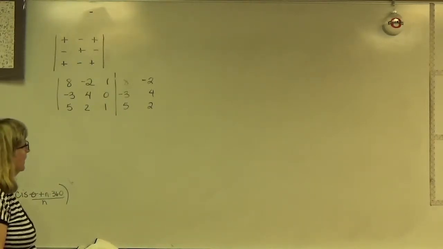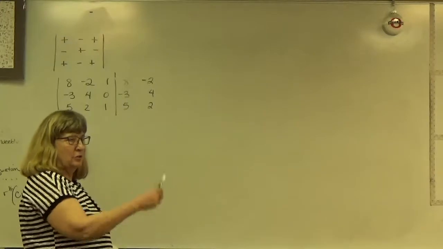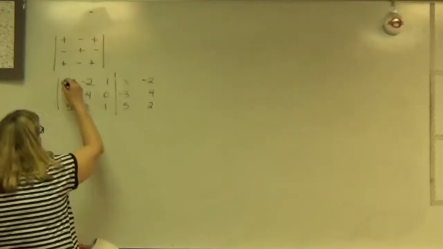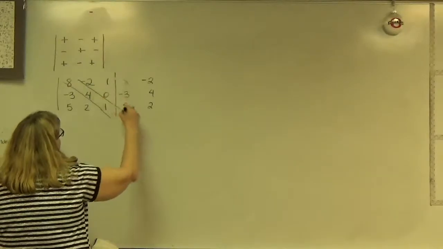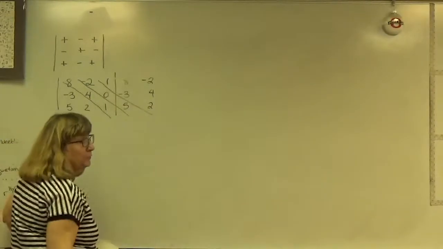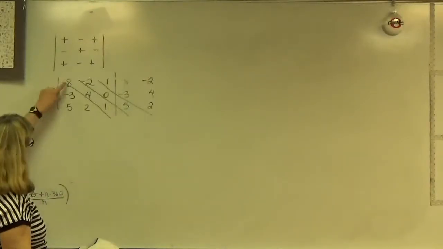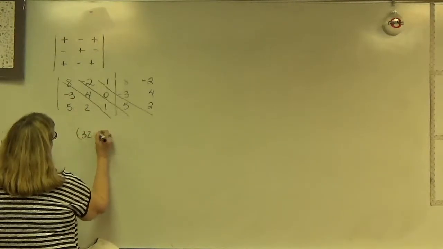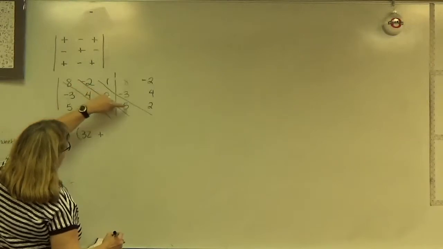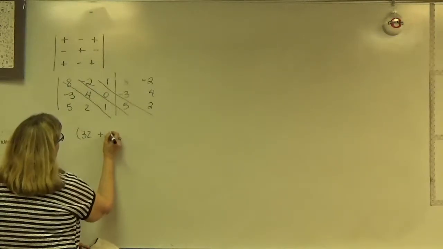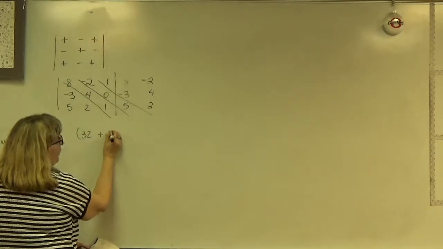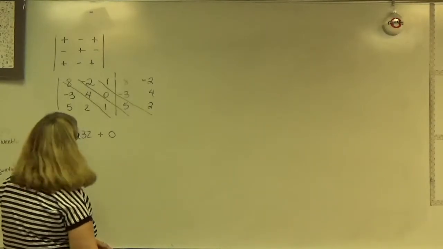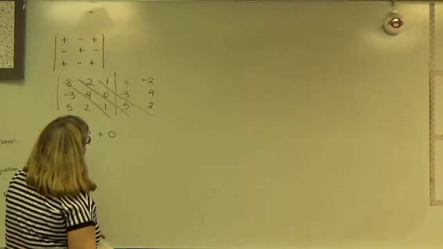Now, it's kind of like a 2 by 2. In a 2 by 2, don't you go diagonal down, subtract the diagonal up? We take our diagonals and we multiply. So, what's 8 times 4 times 1? 32. Negative 2 times 0 times 5. Or 0. There, I heard 0 in there, so we know we multiply by 0, we get 0. Now, what about the last one? -6.